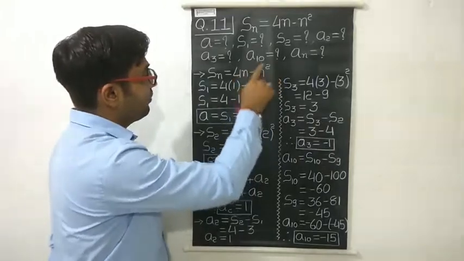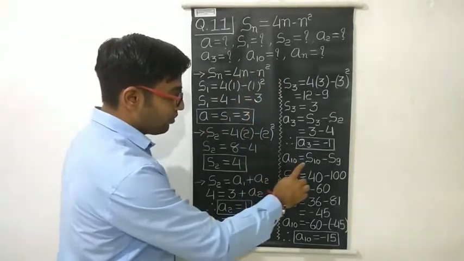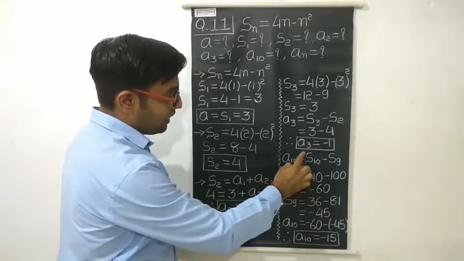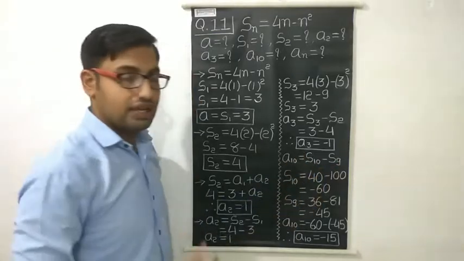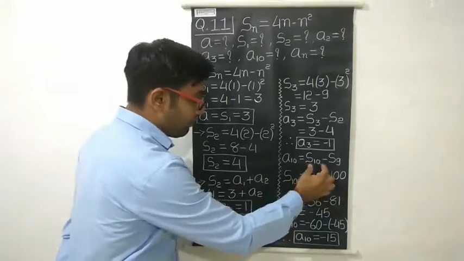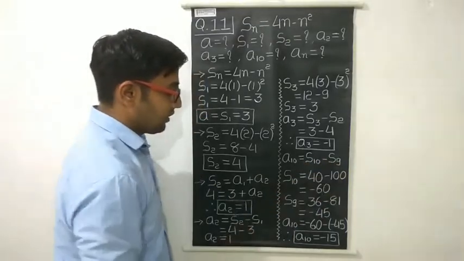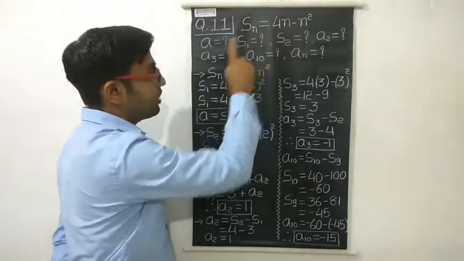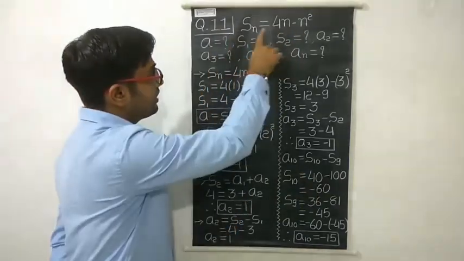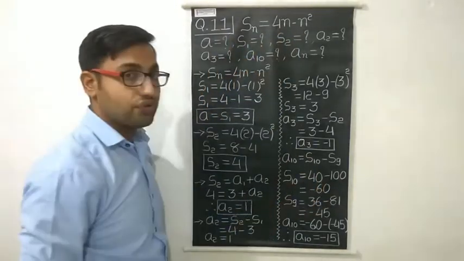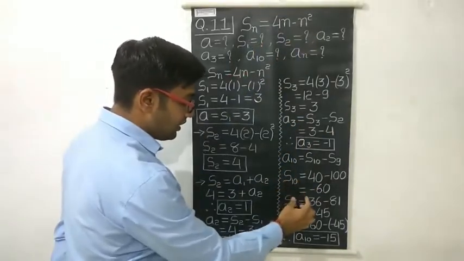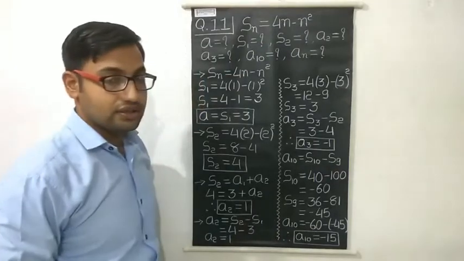Again, we have to find out the value of A10. So A10 is equal to, now we know that we can write A10 as S10 minus S9. Find out the value of both S10 and S9. S10 is equal to, now in this formula we have to put n equals 10. So S10 is equal to 4 into 10, that is 40, and 10 square is equal to 100. So S10 is equal to minus 60.